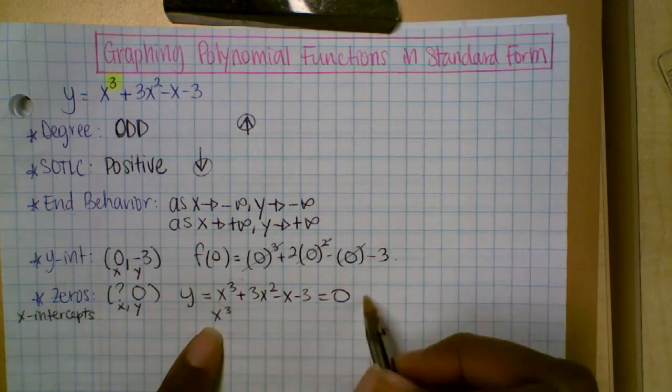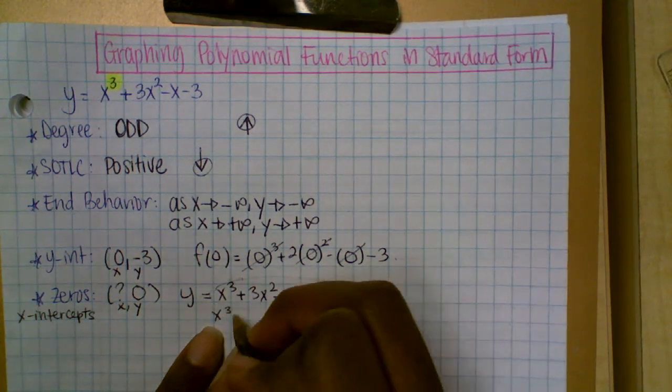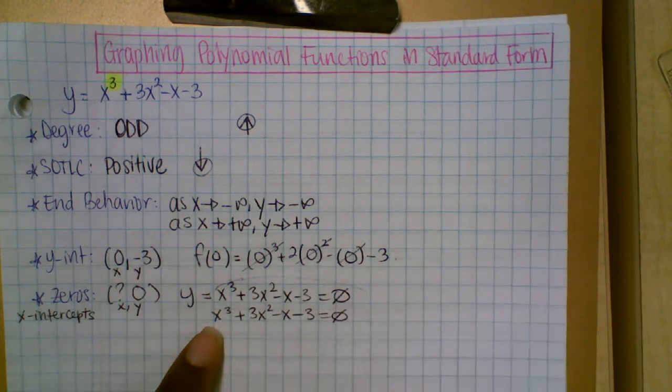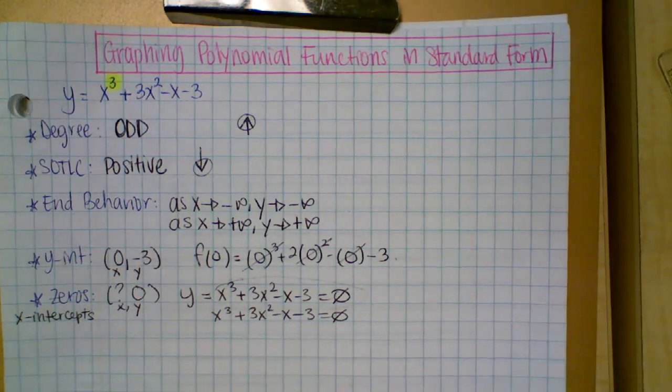But I'm just going to consider this side. Okay, x cubed plus 3x squared minus x minus 3 equals 0. Then you're going to do the method by using the box method or by grouping. Okay, give me a few seconds.